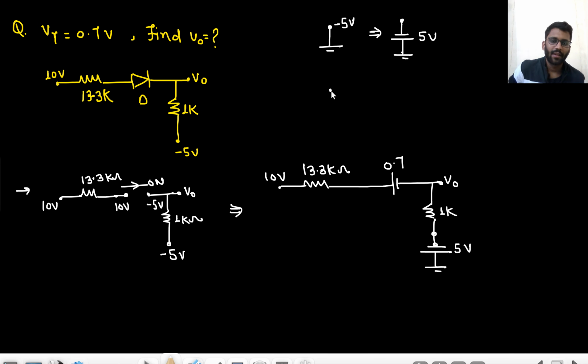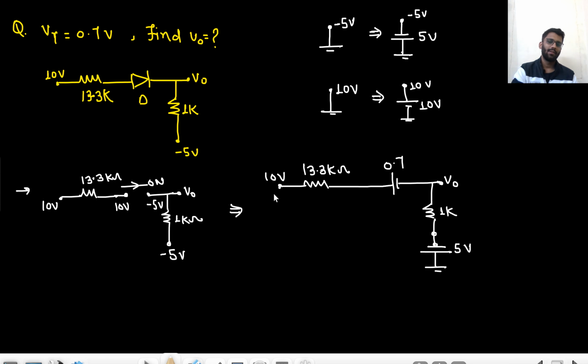And what about 10? If I am saying this is my 10 volt, that is with respect to ground. That you know, right? So what do I mean by that? This is ground and this is my 10 volt. This is 0 and here I will have 10 volt. This potential is giving me 10 volt, this potential is giving me minus 5, this potential is giving me 10 volt. So what I can do is replace this with a 10 volt battery here. Right? Now I can apply KVL easily.